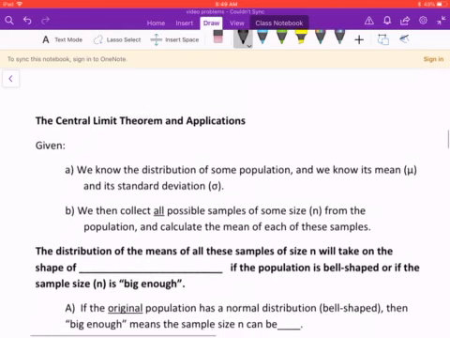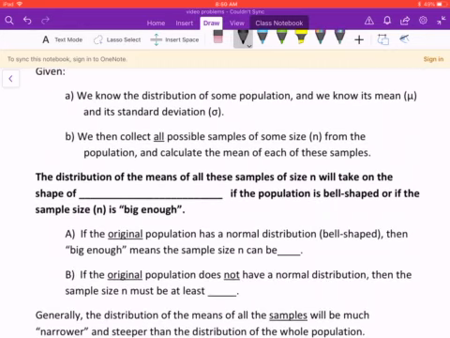So taking this a step farther, we're going to take a look at some applications of the central limit theorem. We know the distribution of a population and we know its mean, then we collect all samples of size n from the population and calculate the mean of each of these samples. The distribution of the means will take on the shape of a normal distribution.